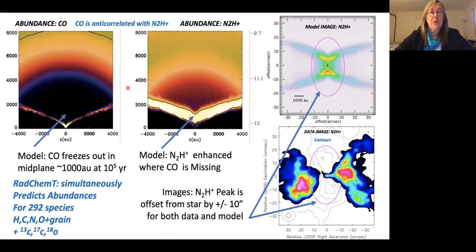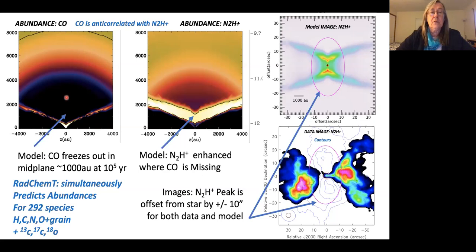To illustrate some of the results of the chemistry, we show both predictions for CO and N2H+ and compare with data. The left panel shows the CO. Down here at the origin is the protostar. From left to right is the outflow cavity, and you see the outflow shell. Black is very little abundance of CO, to higher and higher abundance in the outer part of the envelope.